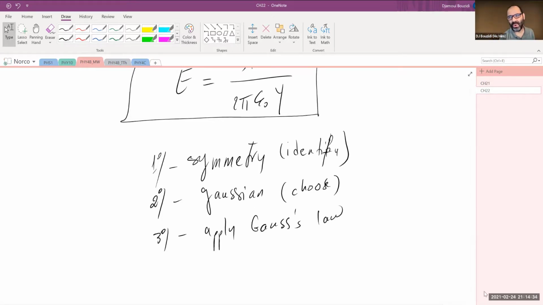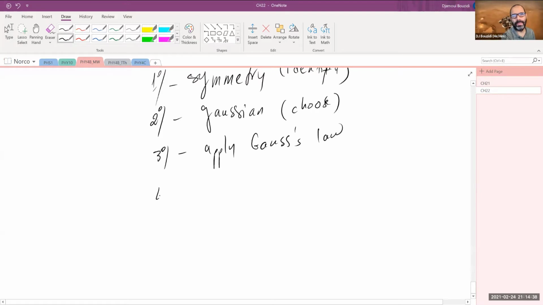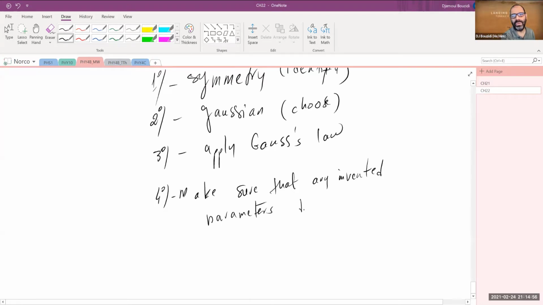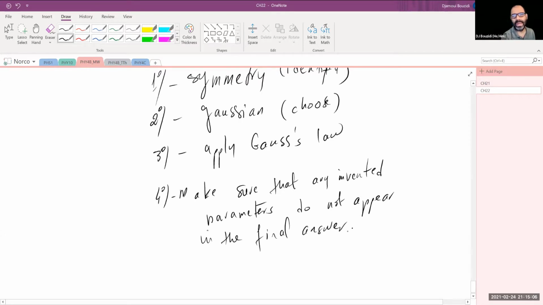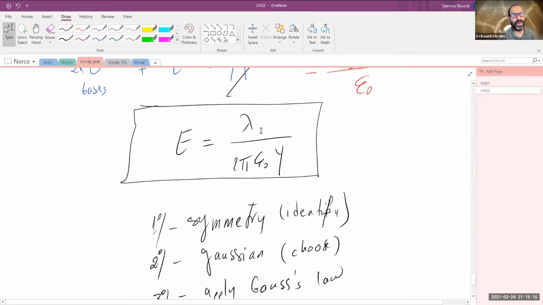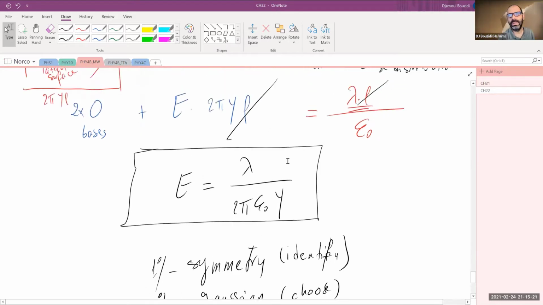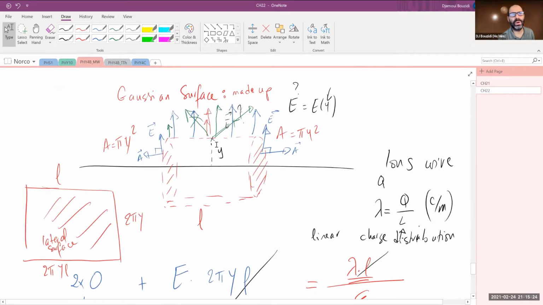Okay. And 4, which is very important, make sure that any invented parameters do not appear in the final answer. Okay, here is the deal. E depends on lambda, which is the charge distribution, how much charge you're going to put per unit length. 2 pi epsilon naught, that's the medium. Y in this case is how far you are from the wire.